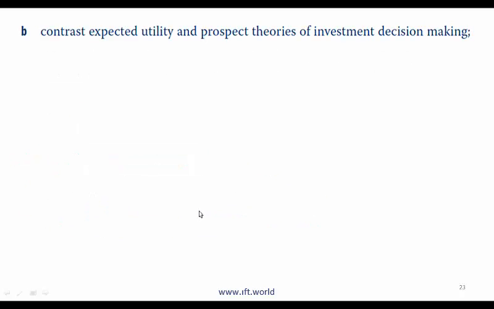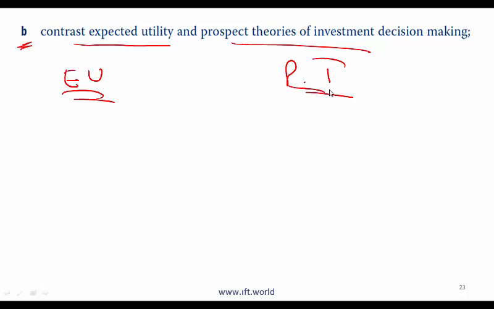Okay, so now what you need to do, this is learning objective B. What you need to do now is pause this video and contrast expected utility and the prospect theories of investment decision making. So what does expected utility say, and what does the prospect theory say?